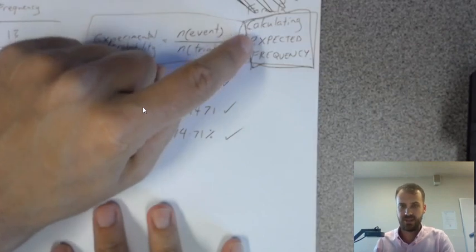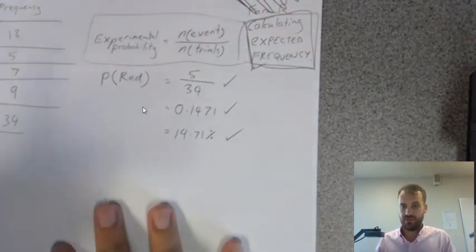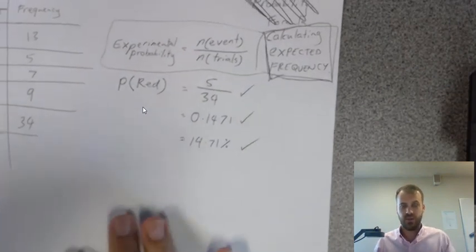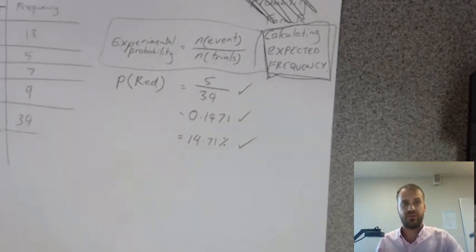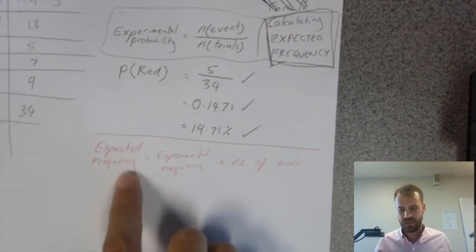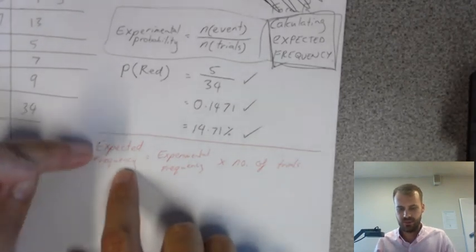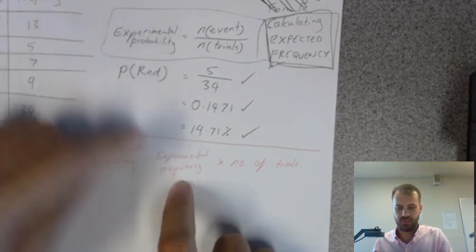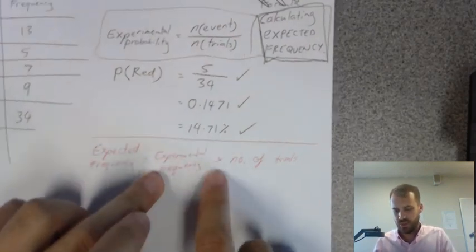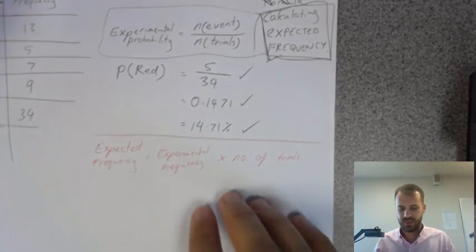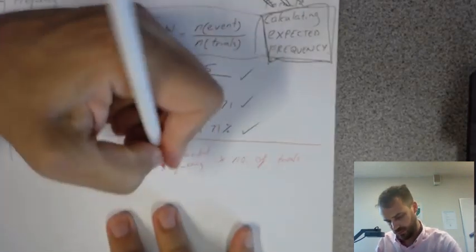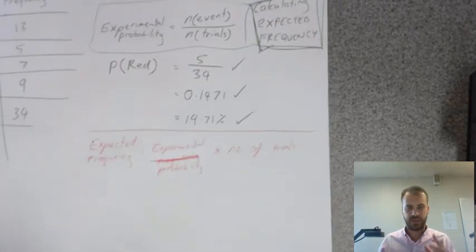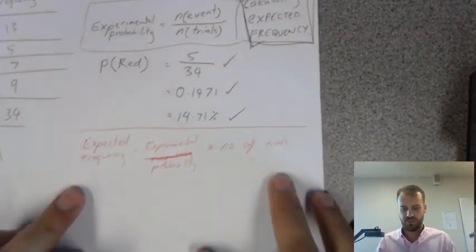We're calculating the expected frequency, the expected number of times that a particular event would happen. Okay, so for that, we're going to need our expected frequency formula. So here we have in red our expected frequency formula. The expected frequency is equal to the experimental frequency, or the experimental probability, same thing, times the number of trials. Let's not confuse things. Let's make it experimental probability. Okay, so the expected frequency is equal to experimental probability times the number of trials.